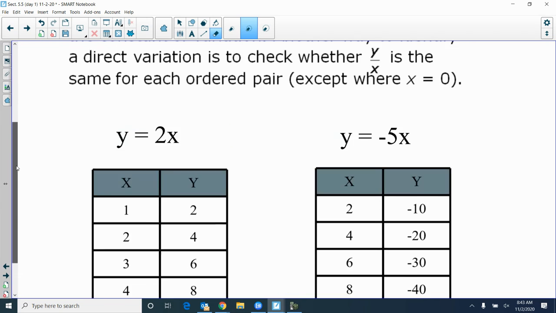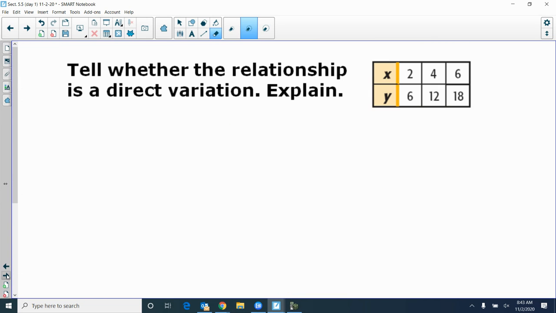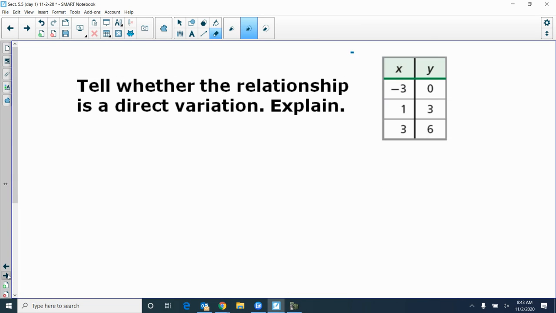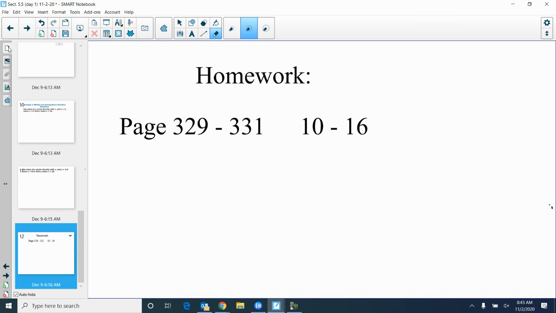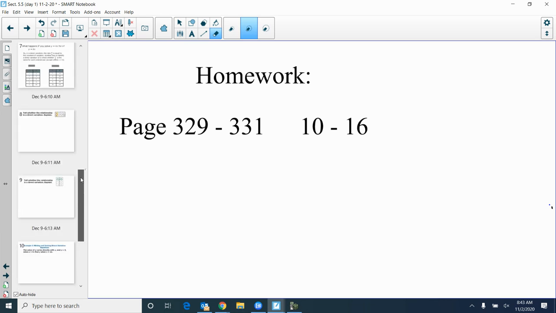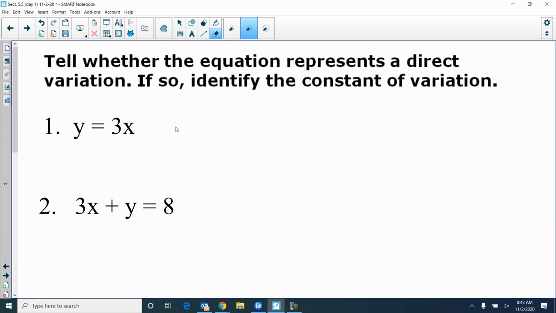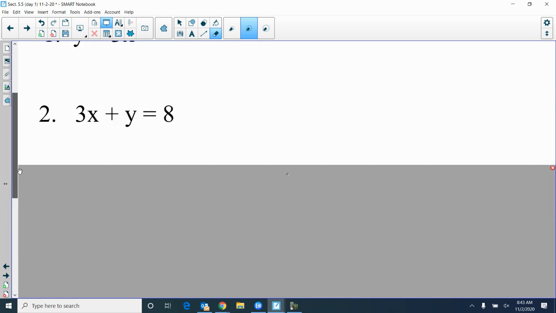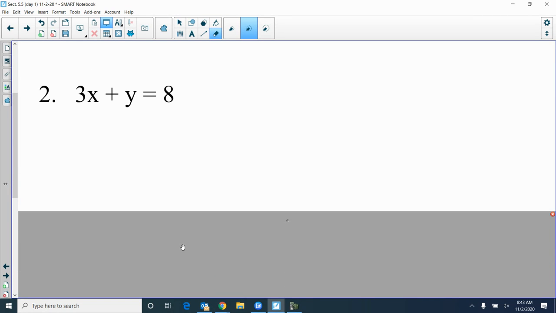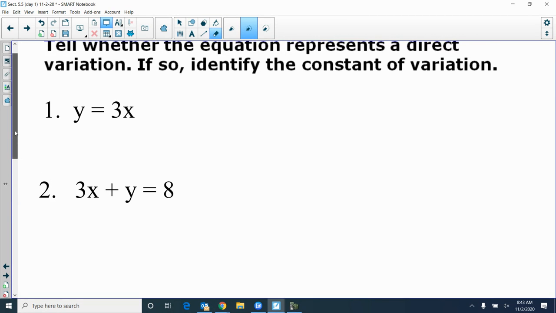So on that first one, do we think we have a direct variation? Yeah. What would our k value be? Go, Jalen. No, when we're talking about k equals what? K equals 3. Yeah, so our k would be 3.